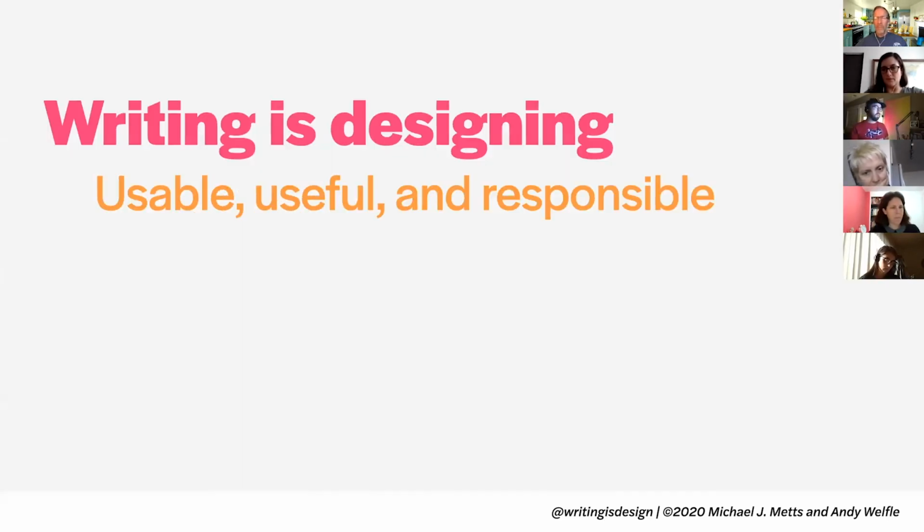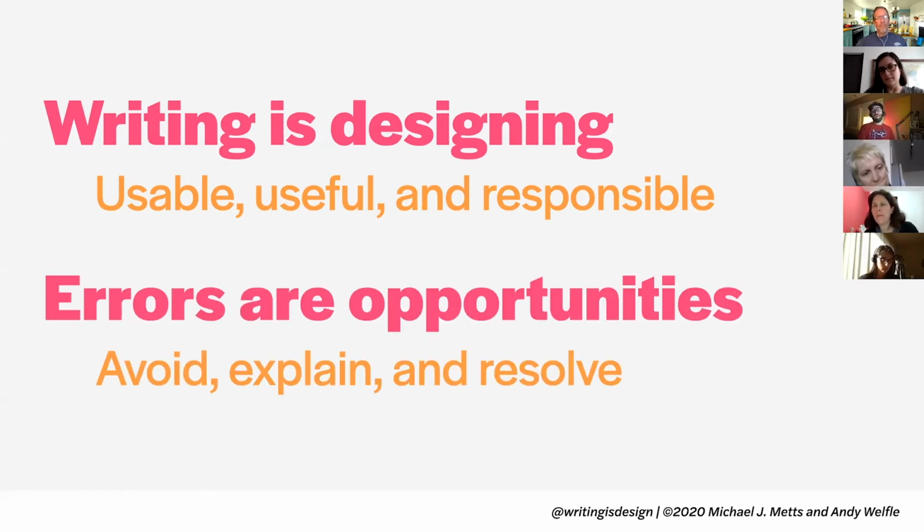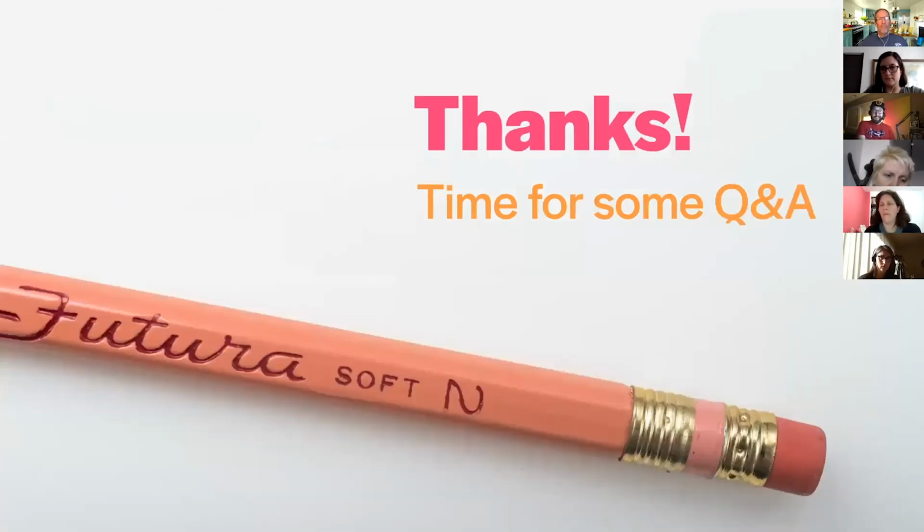Cool. So again, what we talked about today, we talked about how writing is designing. That's what Andy was going through, and talking about how it's important for your writing to be usable, useful, and responsible. And we talked about how errors are opportunities, and you can avoid, explain, and resolve errors for your users. So that is actually it.